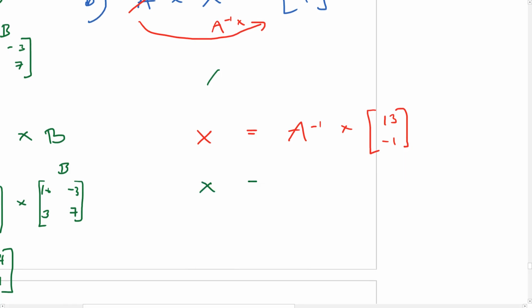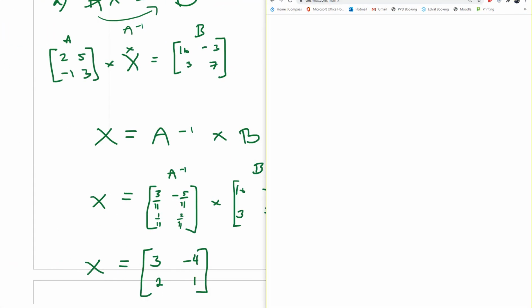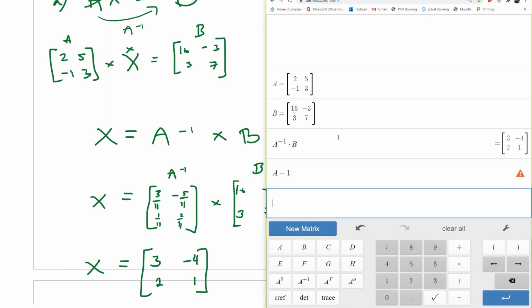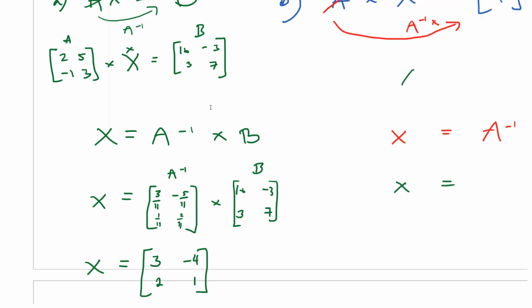X matrix is equal to A inverse. And we found what A inverse was. Remember on our calculator app right here, I'll just write A inverse. There it is. A inverse is that, but if you click on this, it changes it to a fraction, which is a lot easier to work with, I would say. So A inverse was that matrix right here: 3 over 11, negative 5 over 11, 1 over 11, and 2 over 11.